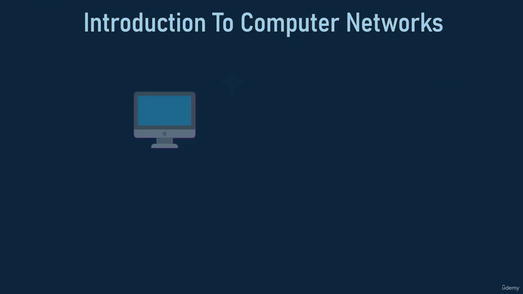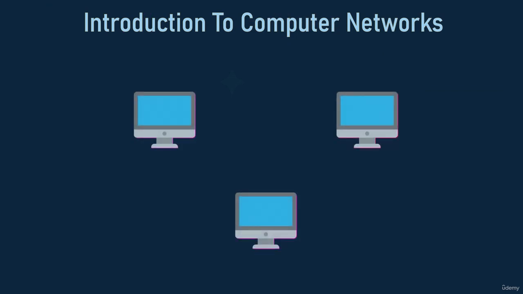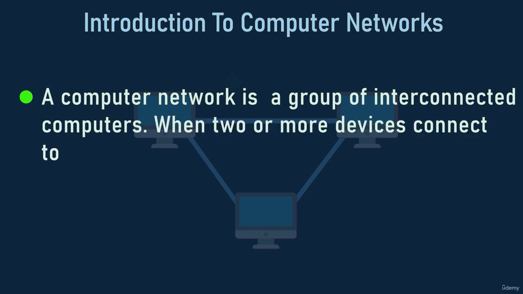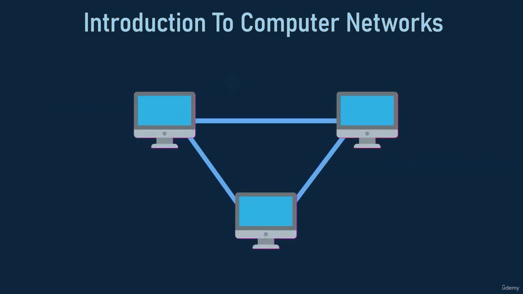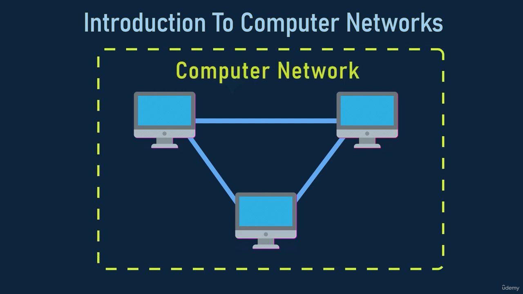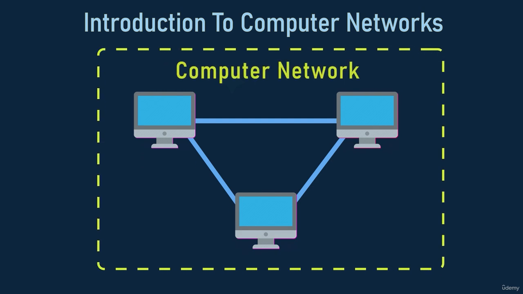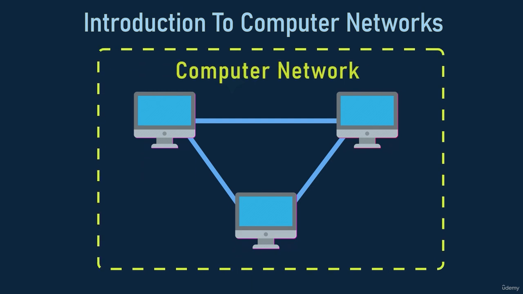A computer network is essentially a group of interconnected computers or devices. When two or more devices connect to each other, they collectively form a computer network. The connection can be wired like this or wireless.